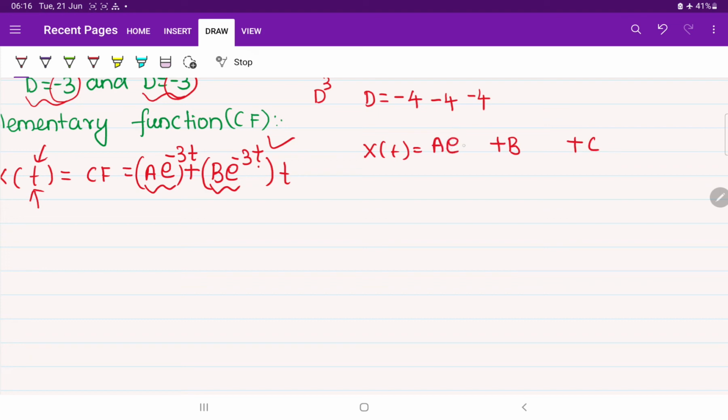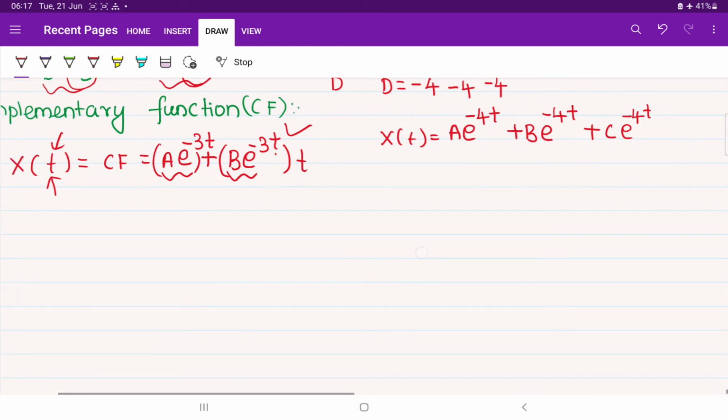After that, raise exponential everywhere. After that, go to the power of exponential, write down the root values. After that, multiply it by the independent variable. Here the independent variable is t. After that, see there, start from the beginning. We are having three roots, right?